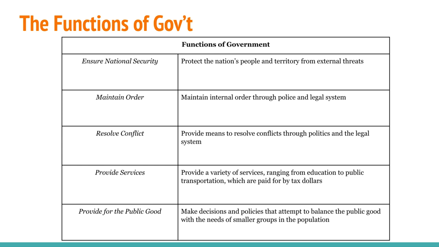The government is also there to provide services. This is the one that's probably most familiar to the vast majority of Americans. The government provides a variety of services ranging from public education to public transportation, which are all paid for with tax dollars. We'll talk a lot more about taxes as we go along, and we'll definitely talk about them when we get to economics in the second semester. But for right now, understand that a tax is simply the government's way of paying for something.